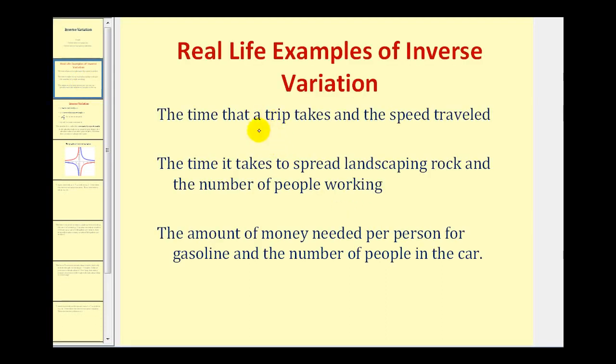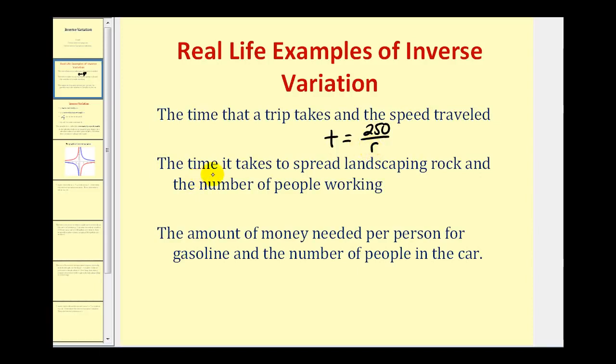Our first example, the time that a trip takes and the speed traveled would be an example of inverse variation. So this is assuming the distance of the trip would be fixed. So let's say the distance of the trip is 250 miles. Then the time of the trip t would be equal to 250 miles divided by the rate in miles per hour, which we'll call r. So if our rate is 50 miles per hour, it would take 5 hours, versus if it was 25 miles per hour, it would take twice that time, or 10 hours.